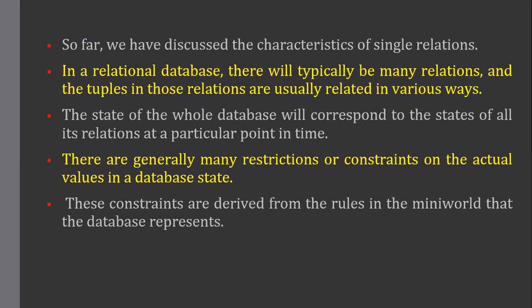We have discussed the characteristics of a single relation, those four characteristics which we discussed in the previous section. They are considered for a single relation. But the relational data model means a collection of relations. A single database has many relations, and the tuples in those relations are usually related in different ways.